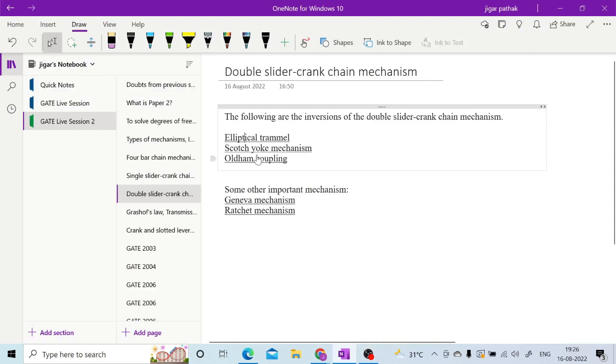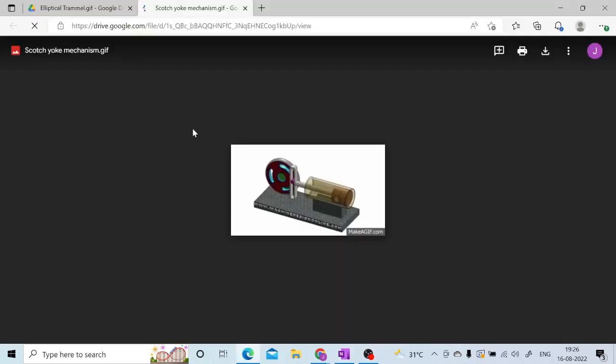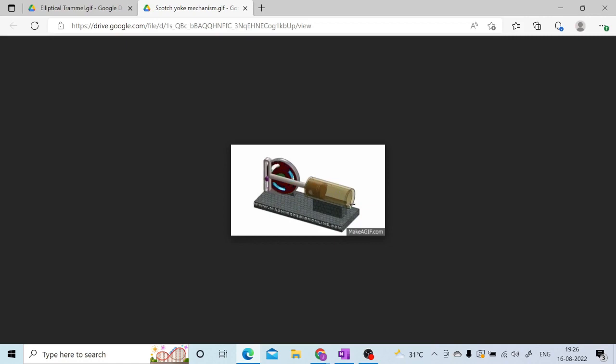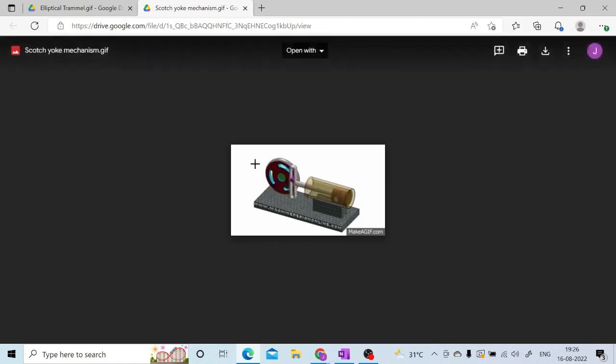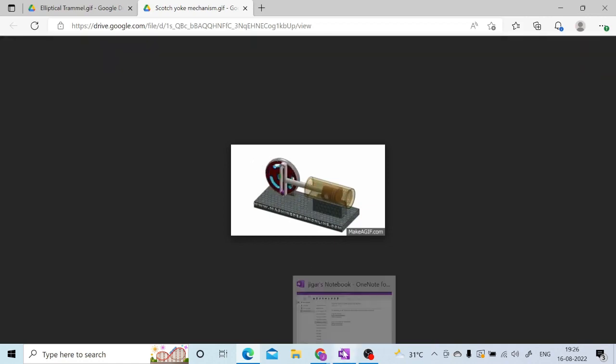Right, now next is this scotch yoke mechanism. So here in the scotch yoke mechanism you will have simple harmonic motion. As you can see here you will have simple harmonic motion, and you will have here again two sliders, right? One is inside that particular slotted bar, and one is inside this cylinder. So this is how you are having this scotch yoke mechanism.